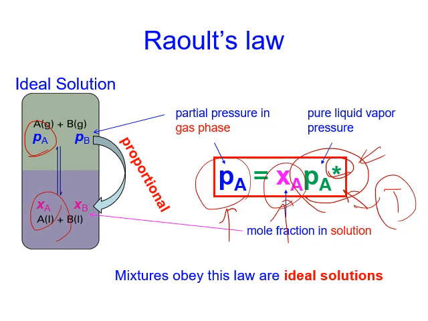The more A you have in the solution phase, the more A can escape to the gas phase, and the higher the partial pressure in the gas phase. Also notice that in this equation, if XA is 1, that means it's pure A. And if you look at this equation, then the left side PA equals PA star. That means the vapor pressure is the pressure when it's pure, and XA is 1 is pure A, and so that is consistent.